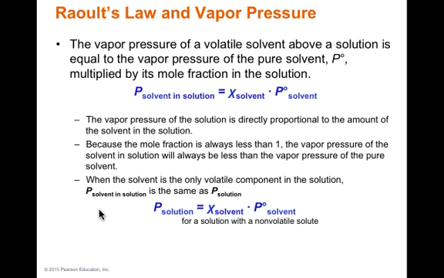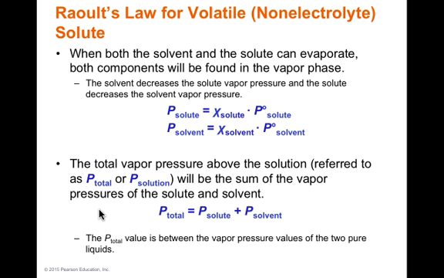For a solution with a non-volatile solute, we can simply write the vapor pressure of the solution equals the mole fraction of the solvent times the vapor pressure of the pure solvent. So far, we have considered a solution that contains a non-volatile solute that is dissolved in a volatile solvent. Next, let's consider a solution that contains a volatile solute that is dissolved in a volatile solvent.